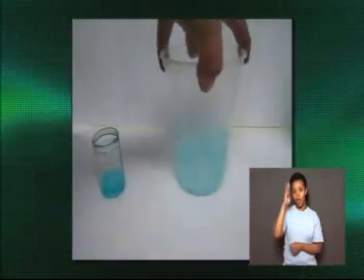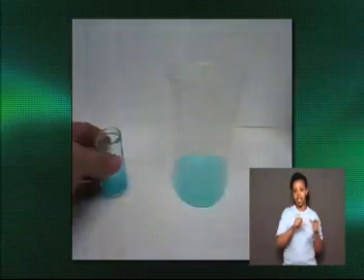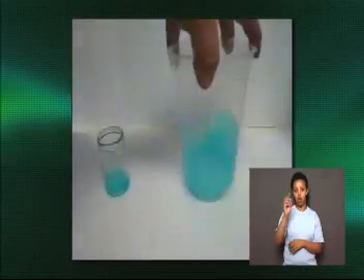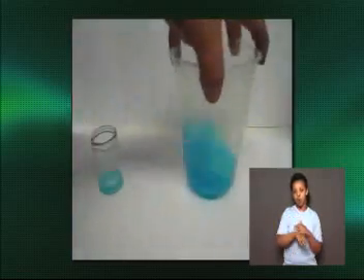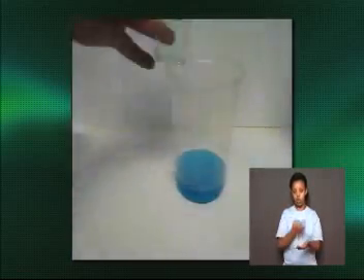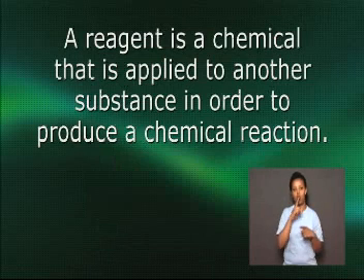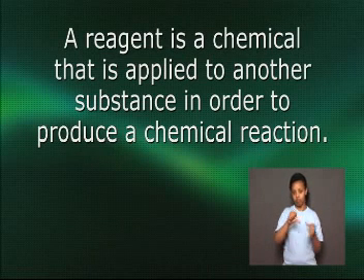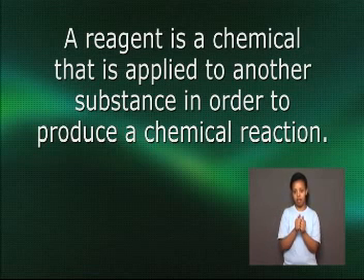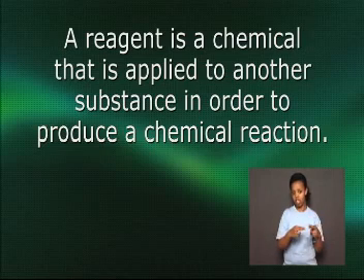Benedict's reagent is a chemical compound made of copper sulfate, which can detect the presence of glucose or fructose. A reagent is a chemical that is applied to another substance in order to produce a chemical reaction. It can give valuable information regarding the substance. Benedict's reagent is used to detect reducing sugars such as glucose or fructose in foods.